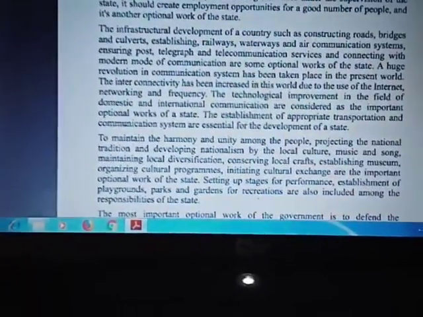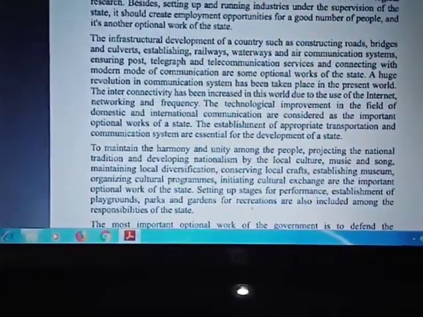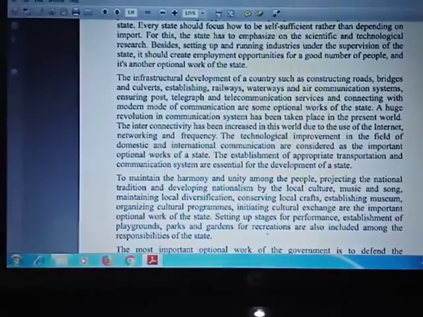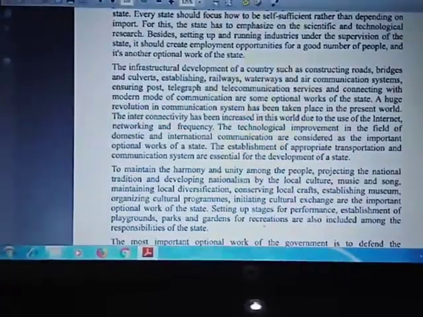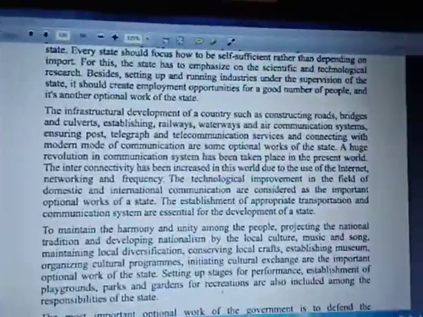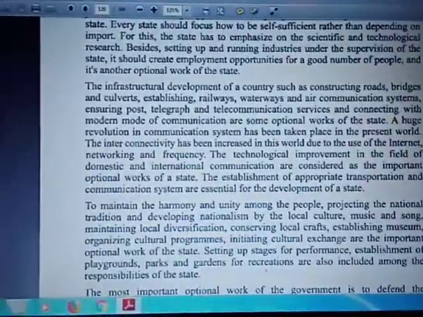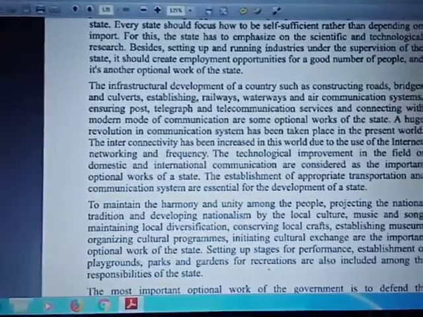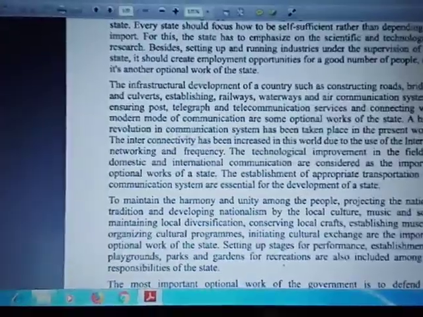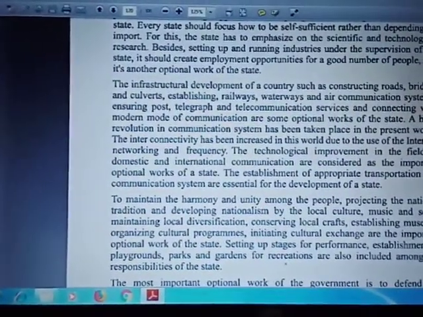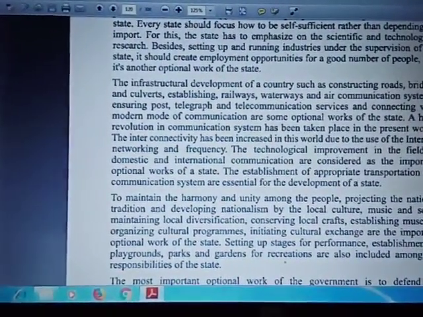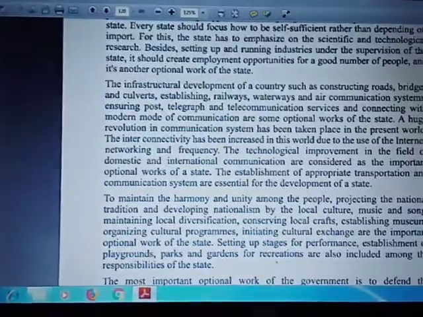How? Because if we ensure the railway system all over the country, it will save our time, and we will get commodities from remote areas, fruits, paddies, everything. A huge revolution in the communication system has taken place in the present world. The interconnectivity has increased in the world due to the use of internet, networking, and frequency.